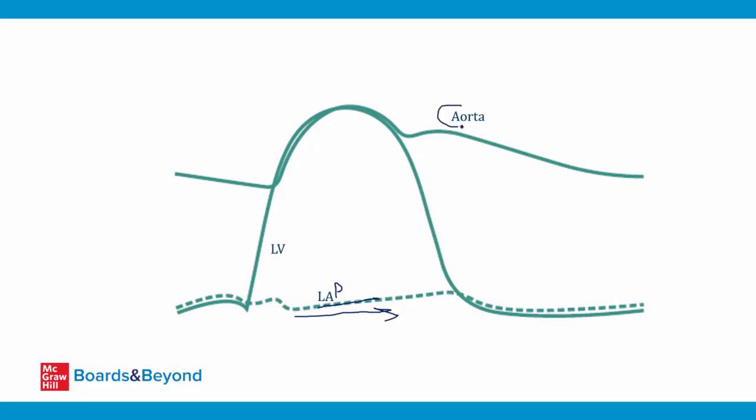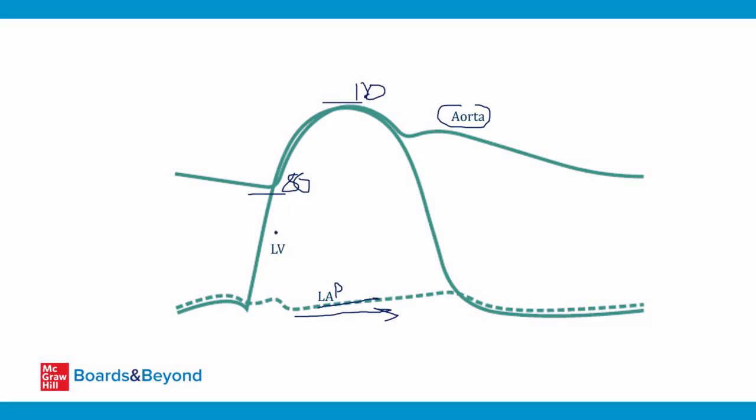At the top, we have the aortic pressure. And as you may know, aortic pressure in a person with normal blood pressure goes down to a low point of about 80 millimeters of mercury, and then it rises to a high point of about 120 millimeters of mercury. And we call these the diastolic and systolic blood pressures.